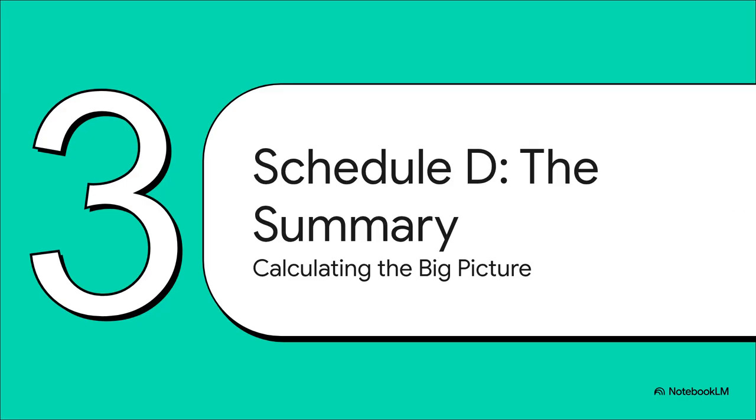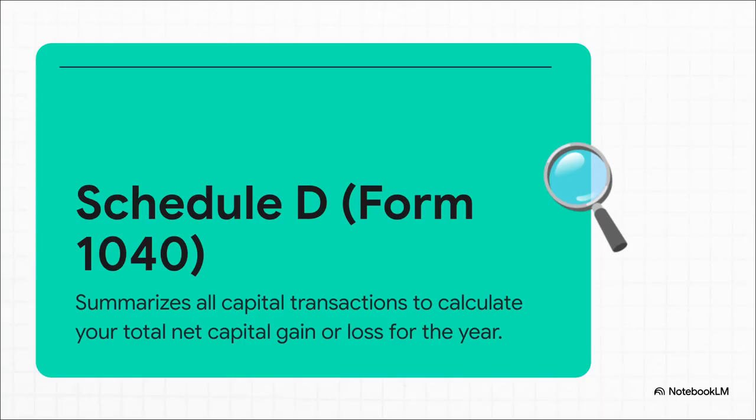All right, so you've done all the hard work. You've listed every single transaction on Form 8949. Now it's time to zoom out to see the big picture. And that, my friends, is what Schedule D is all about. So if Form 8949 was our itemized receipt, then Schedule D is the final bill. It takes every one of those individual gains and losses, mashes them all together, and spits out the one number that really matters, your total net capital gain or loss for the year.